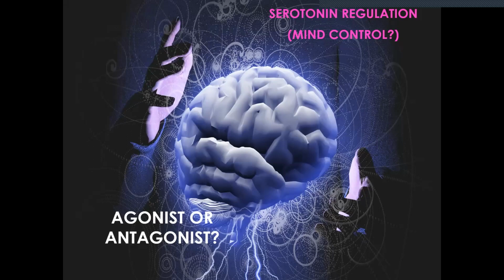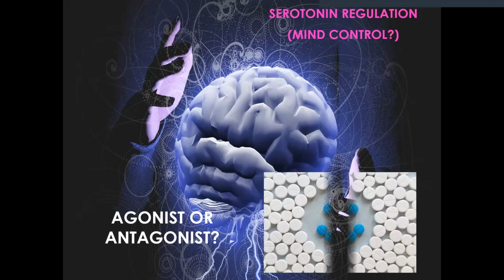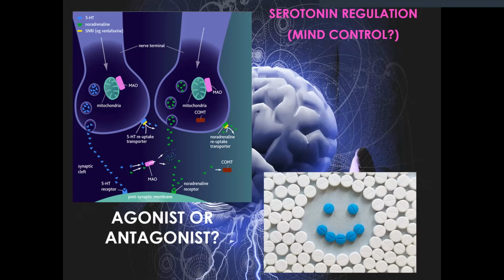All right, serotonin regulation is a mind control. So we're going to play the agonist or antagonist game. There's a whole bunch of these. The enzyme is MAO. It's in the middle, it's really cool. It's that purple thing in the middle, and they show it at the beginning. That's the enzyme. That's the shark. The blues and the greens are noradrenaline and serotonin being released into the synapse.